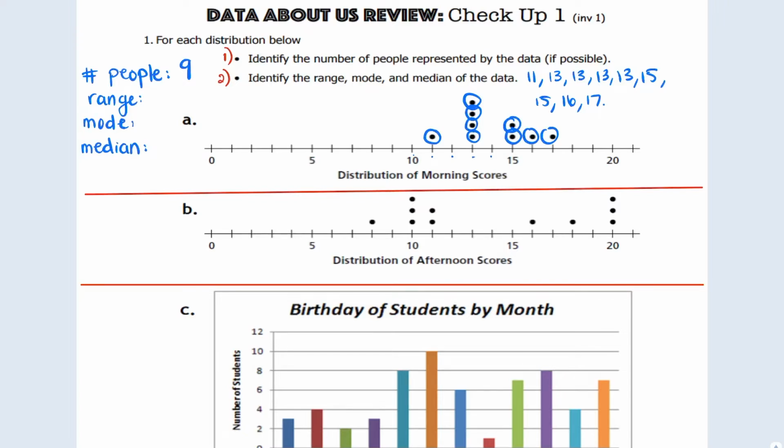Easiest, probably straight away you might notice, look, I have 4 13s, and that's probably my mode. You would be correct if you're thinking that. 13 shows up 4 times, the most out of all of the other numbers. So our mode is 13.